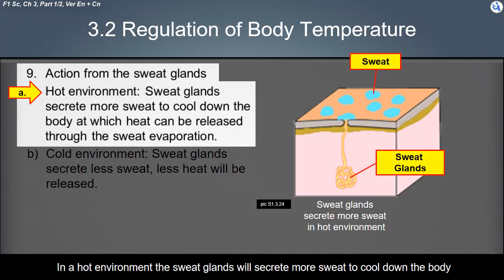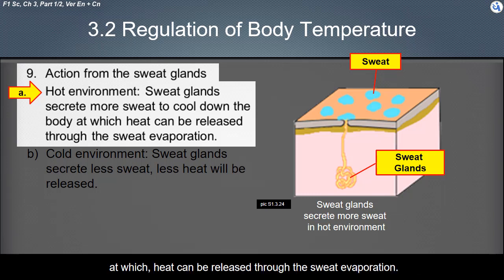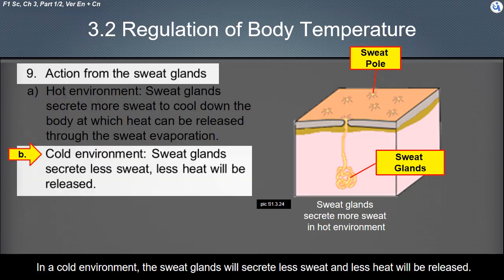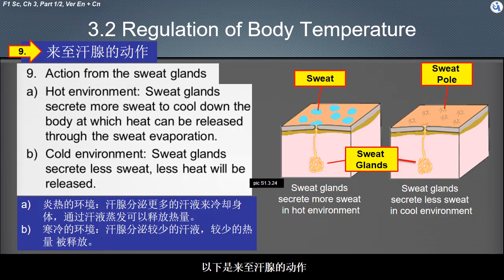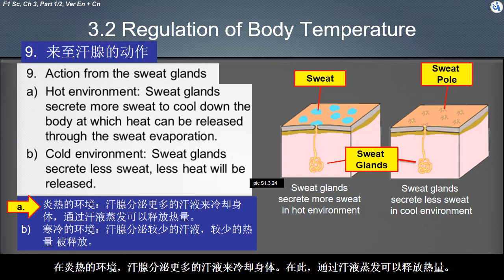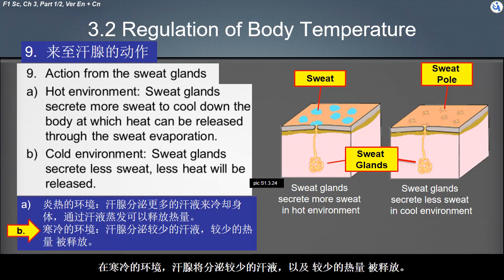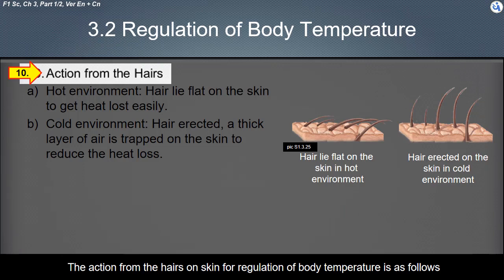In a hot environment, the sweat glands will secrete more sweat, to cool down the body. At which, heat can be released through the sweat evaporation. In a cold environment, the sweat glands will secrete less sweat, and less heat will be released. The action from the hairs on skin for the regulation of body temperature is as follows.